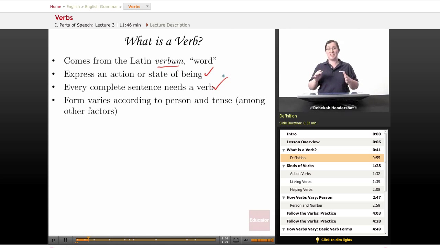You can have a sentence in English that is exactly one word long, like stop, and that one word will be a verb. If you don't have a verb in your sentence, you don't have a sentence. So, in a lot of ways, they are the most essential part of the English language, so it's really no surprise that we get them from the word for word, because they're the words you really need. Now, the form of a verb may vary according to person and tense, among other factors that we'll get into.